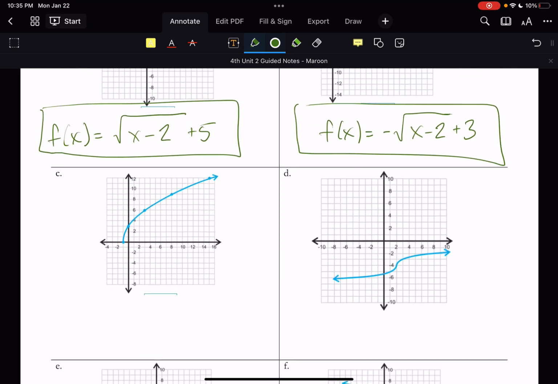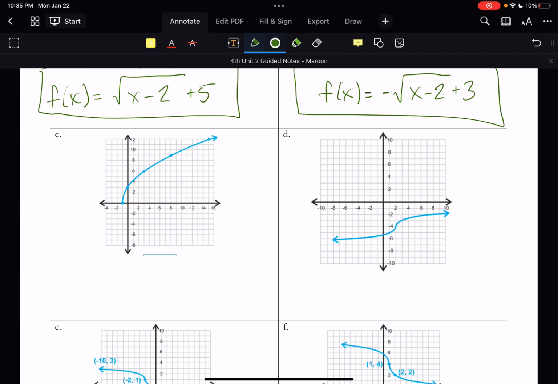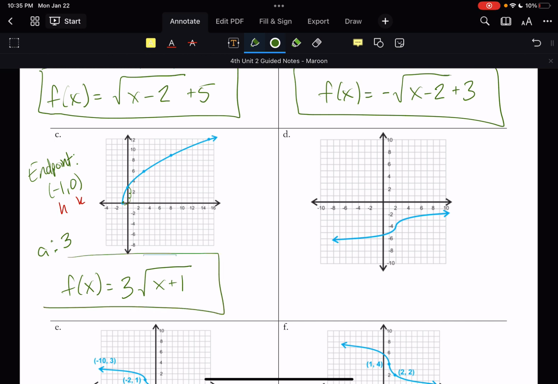And let's go ahead to C. So starting again, I want to mark my endpoint. So my endpoint here is -1, 0. And so I know my h, k. And then my a value. So I'm starting at my endpoint. I go over 1, and I have to go up 1, 2, 3. So it tells me that I have an a value of 3. So plugging that in, my square root function is f of x equals 3 times the square root of x minus -1 is +1, and then there's an unwritten +0 at the end to account for that k.